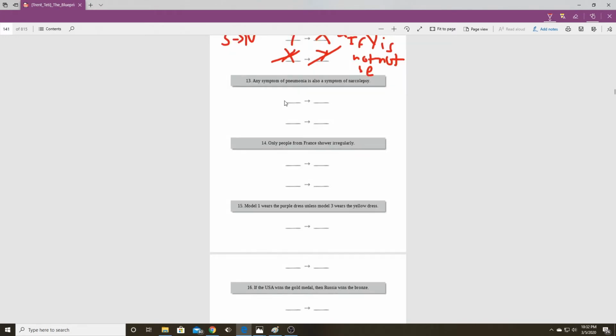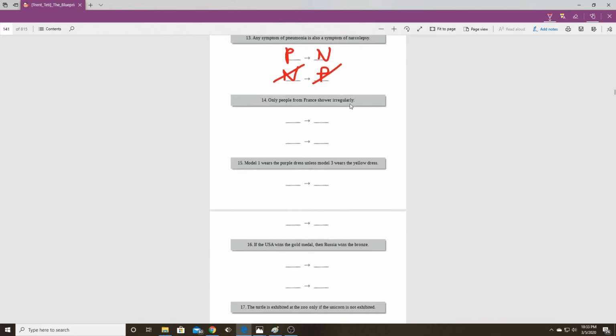Next is 13. There's also a symptom of that. So, this is sufficient. This isn't necessary. And then we reverse it. Very, very simple stuff. I mean, this isn't rocket science. Remember the term any is part of the if. So this has to be sufficient, and then after that has to be the necessary.